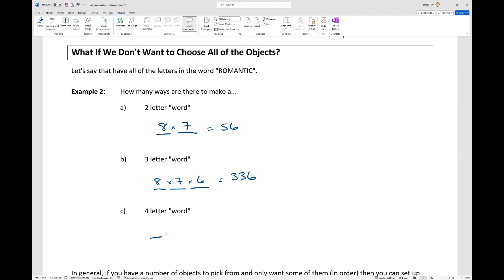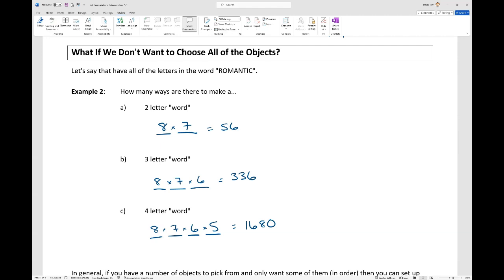Okay, 4 letters: 8 times 7 times 6 times 5 possibilities for the 4th character. Okay, so if we take 336 and multiply by 5, I'm getting 1680, and hopefully that is correct.